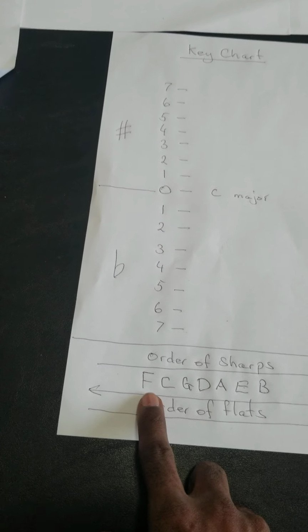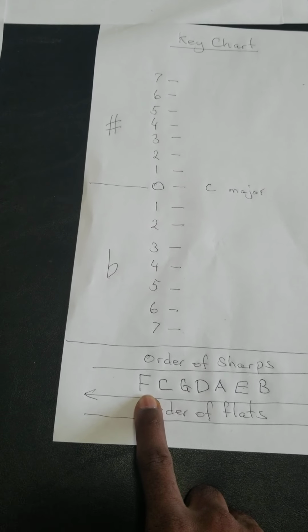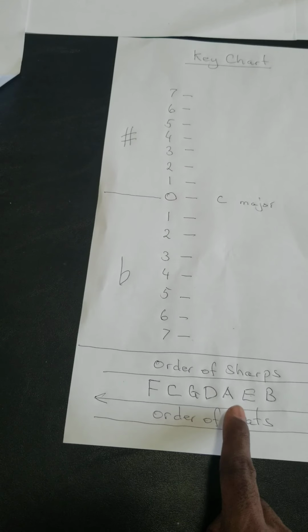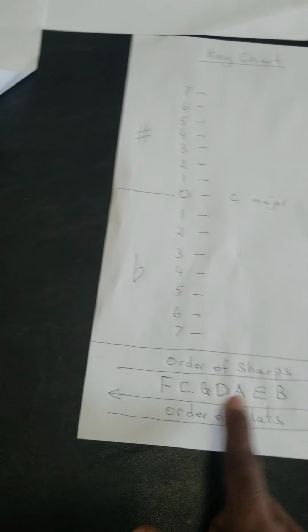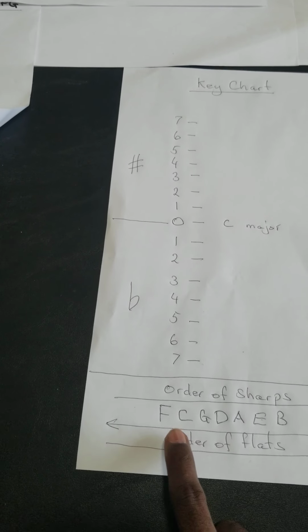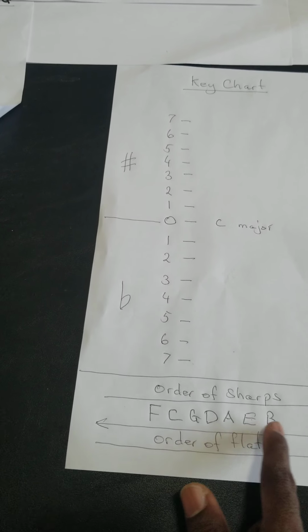Now, let's talk about the little story that's used to remember the order of sharps. So we go back to the Renaissance period, when the priest was very influential over people. And so we say, Father Charles goes down and ends battle. See, the people were fighting, and so we need a priest to come and stop them from fighting. Father Charles goes down and ends battle.